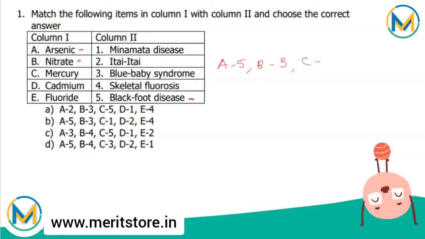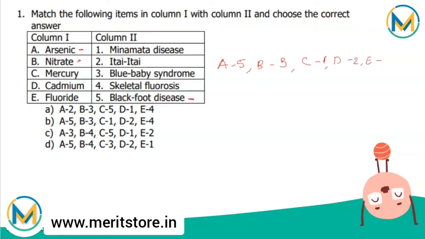Then mercury. So it's a Minamata disease, is a neurological syndrome caused by severe mercury poisoning. So mercury with Minamata disease, that is 1. Then cadmium. So it's an Itai disease, was caused by cadmium poisoning. The term Itai disease was coined by locals for the severe pains victims felt in the spine and joints. So it's D with 2.